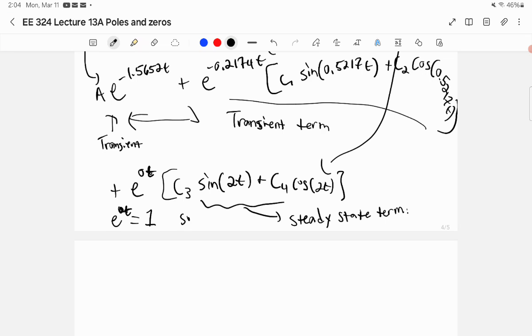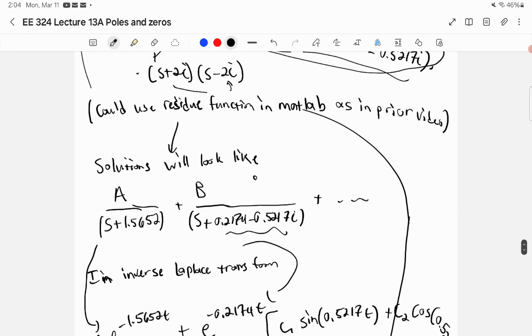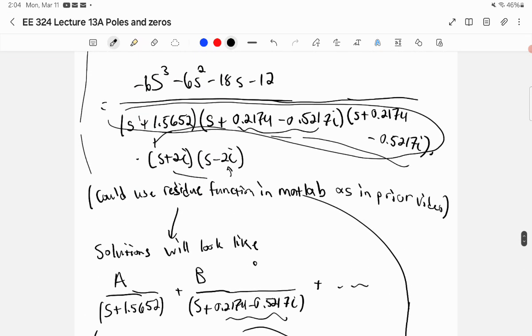Okay, so just by knowing all of the poles, we can pull apart what's going to happen in this linear time invariant system.